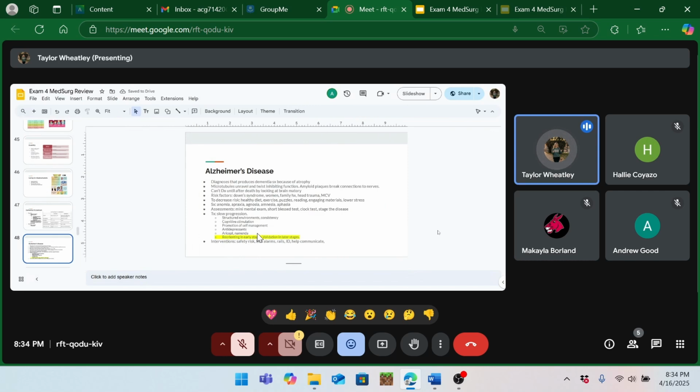And then for your interventions, they're a huge safety risk. They might not know where they are. They might try to run, so keep their bed alarms on, rails up, make sure you can ID them, make sure they have some form of ID on them, especially if they're not in the hospital, and then try to help them communicate.